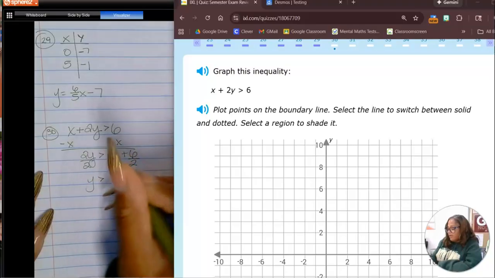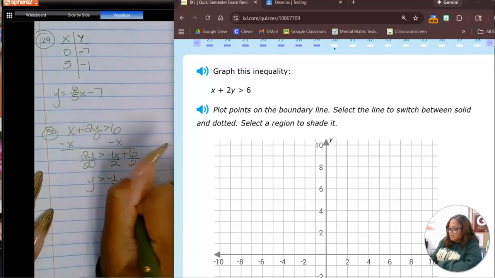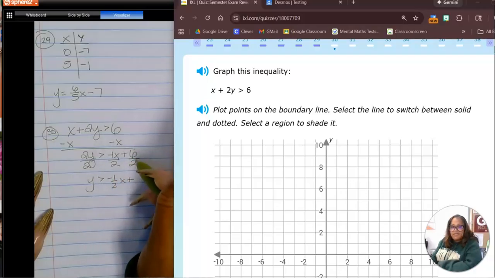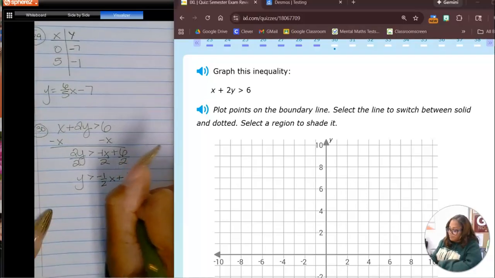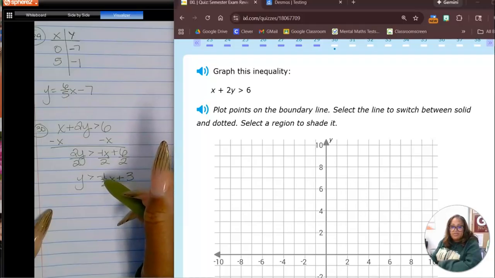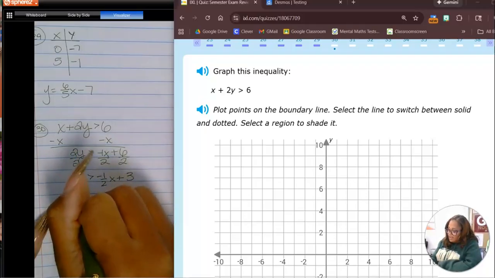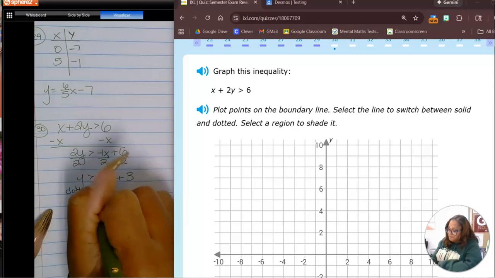Y is greater than, this is a 1. This is -1/2 x plus half of 6 is 3. So then that's my y-intercept, and then I must go down 1 and to the right 2. I must have a dotted line, and I shade above for this one.